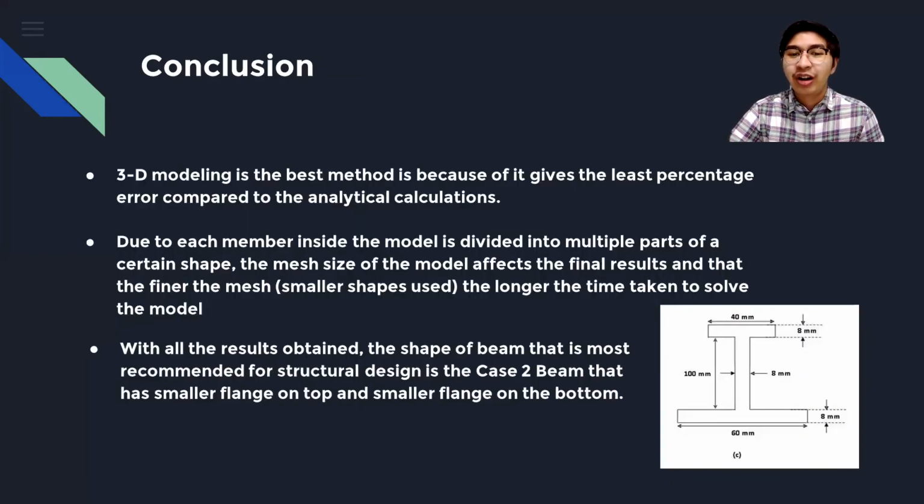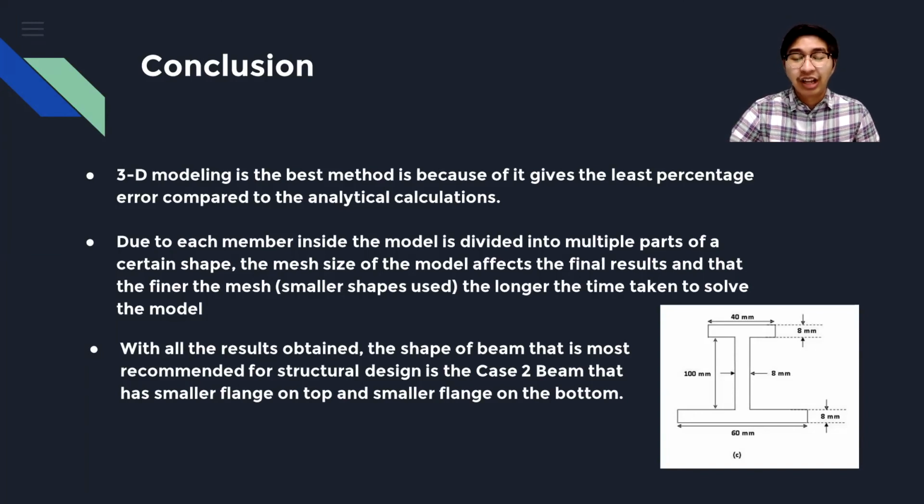To conclude, the objective of this project, to determine the best method to find the beam deflection with finite element modeling analysis, is achieved, which confirmed that the best method is 3D modeling analysis. The reason why we believe 3D modeling is the best method is that it gives the least percentage of error compared to the analytical calculations. Other than that, each member inside the model is divided into multiple parts of a certain shape. The mesh size of the model also affects the final results.